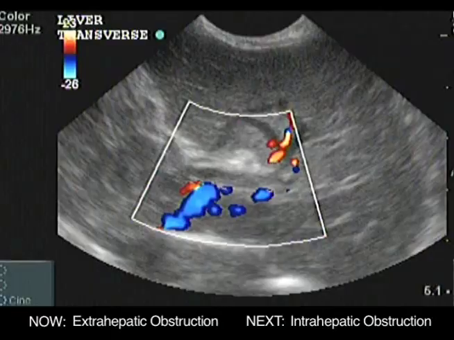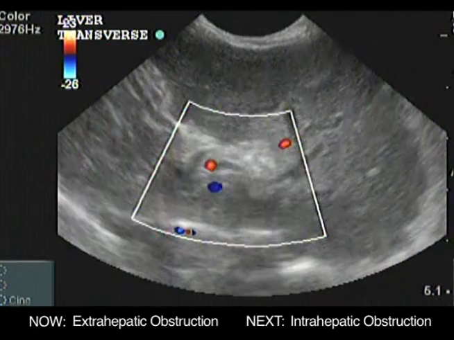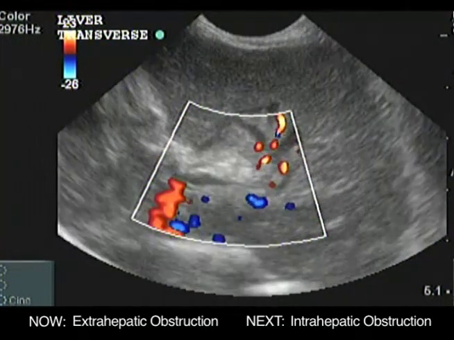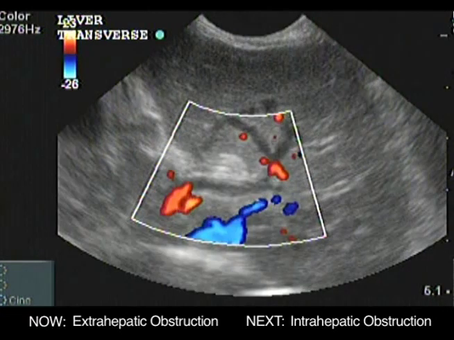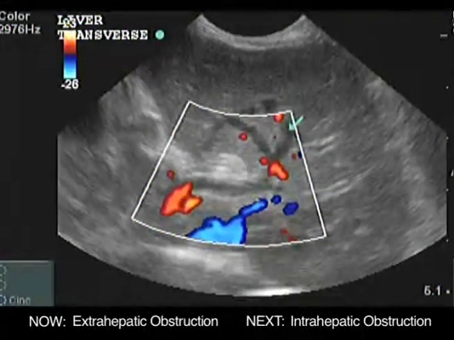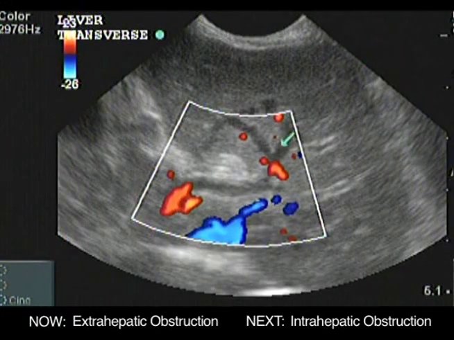Once the obstruction is cleared, total bilirubin will return to normal. However, the dilated bile ducts may or may not ever return to normal size. If total bilirubin is elevated, the obstruction is current. If total bilirubin is normal and the patient is asymptomatic, bile duct ectasia is present.